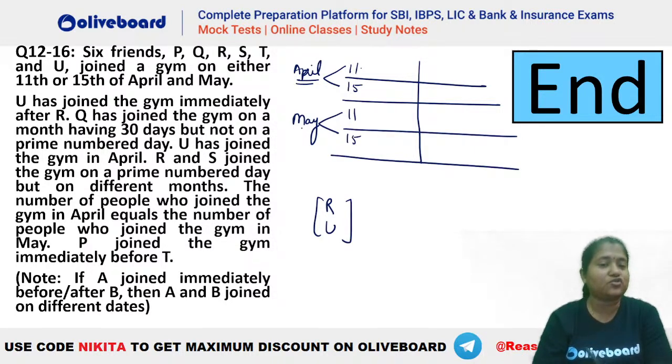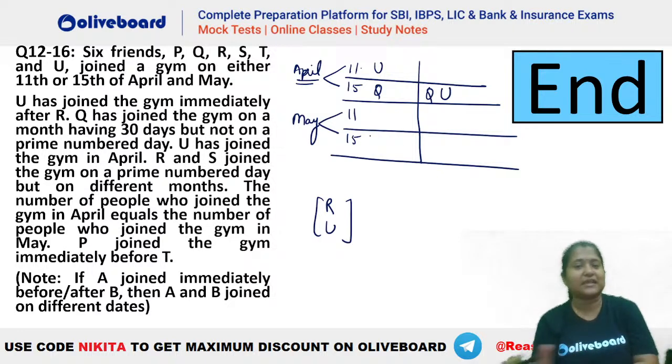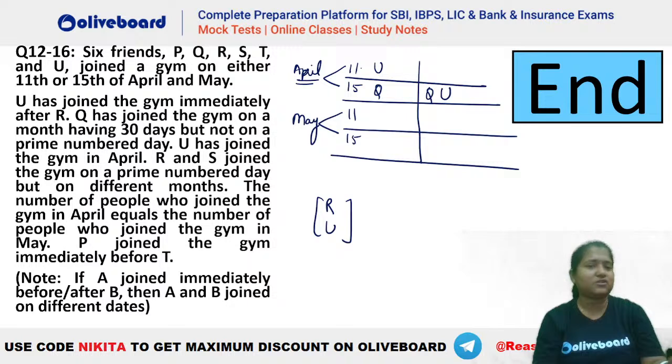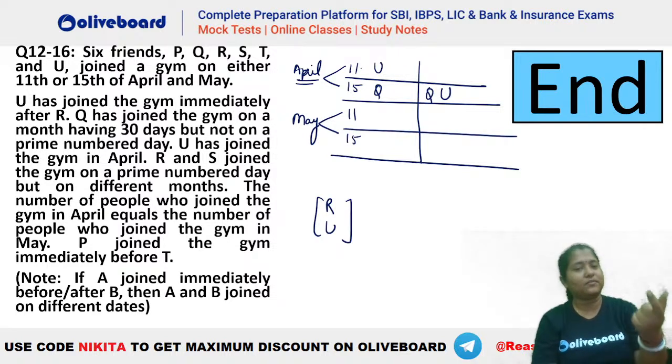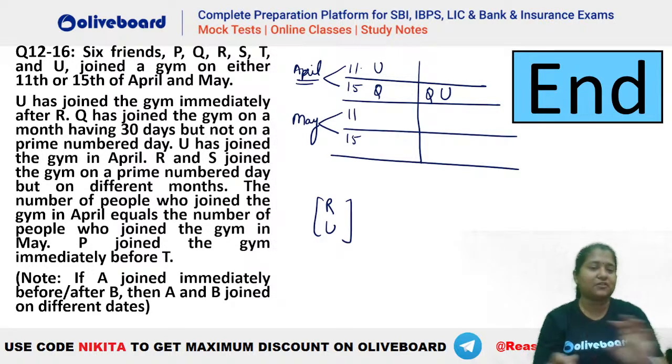So Q has to join on the 15th of April. So the 15th of April will be for Q. This is fixed information. U joined the gym in April, so you can see there are 2 possibilities: either U can be this person or this person. And we know that there can be more than one person on a single date, because there are 6 friends and 4 dates in total. So there will be some dates where multiple people are there. So either U will be on 11th April or on 15th of April.